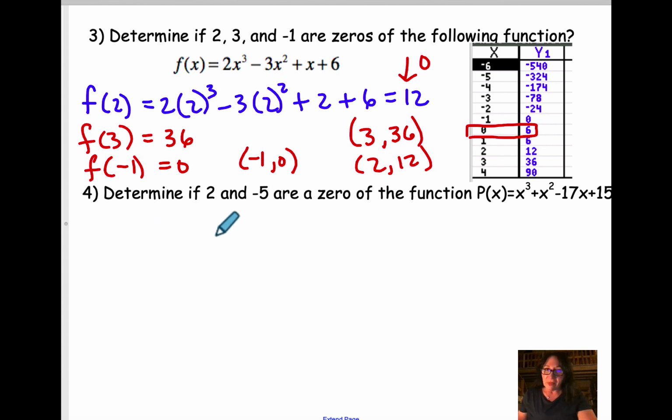For this one right here, determine if 2 and -5 are zeros of this function. I've already given you 2 options here. I've given you this option where you're plugging in these values, and it's called the factor theorem.